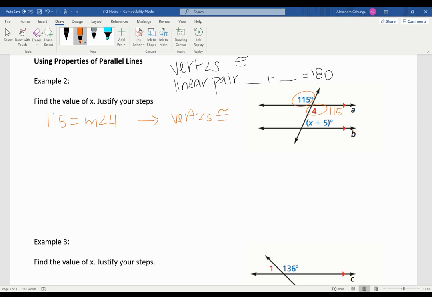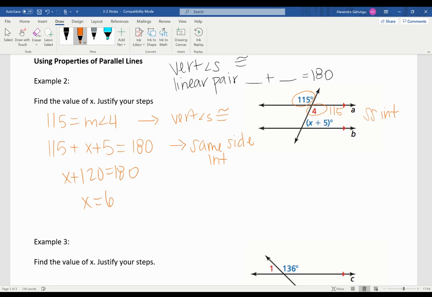And same side interior angles are supplementary. So that means that 115 plus x plus 5 equals 180 because they are same side interior angles. So then I solve for x, and I will get that x is 60.